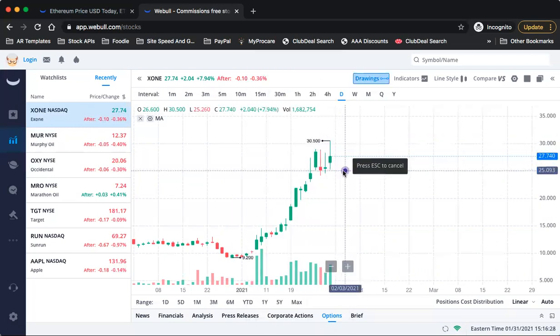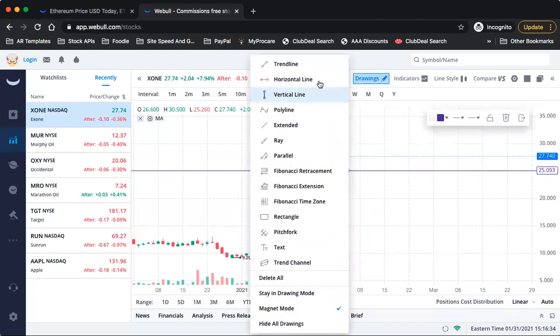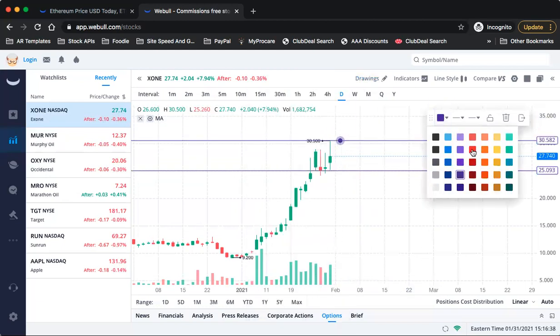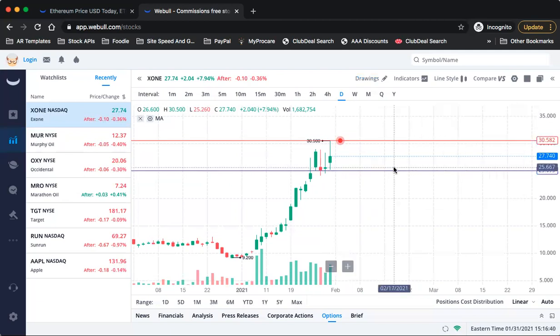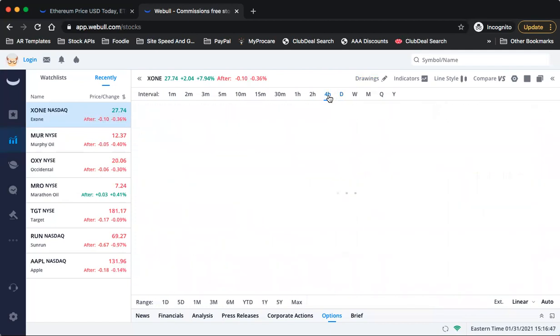Just pull a line. See a couple of reactions around there. Around 25 is a 27 now. Put the resistance obviously at our high on the daily, which is about 30.5-ish. So it's currently here. I can't really see much bars to decide.